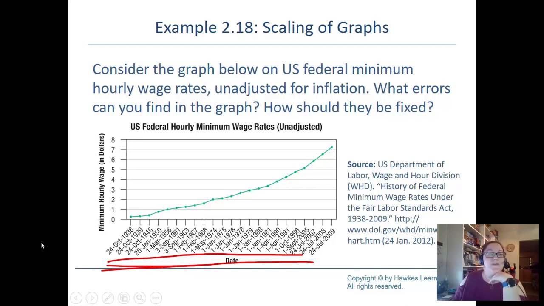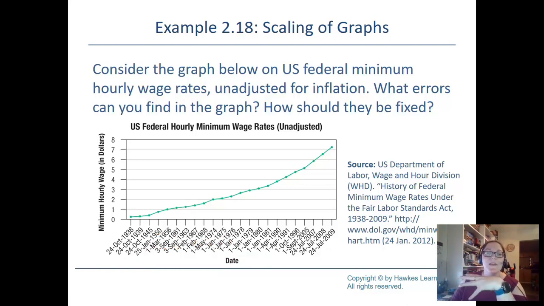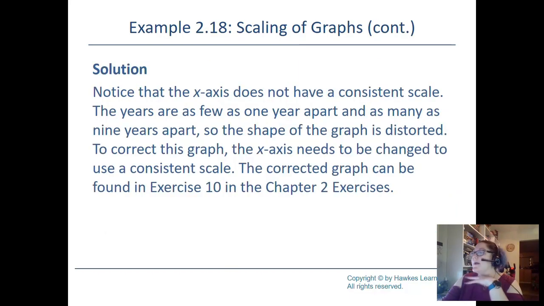I also noticed that all the data is not taken in the same month. So here I've got March, here I've got September, here I've got May, I've got January. So that constant change that you see there is quite deceiving of how it might actually look for those hourly wages. So that would definitely be something that I would want to change. I do suggest that if you take a look at exercise 10 in chapter 2, you can see what the actual correct graph should look like.